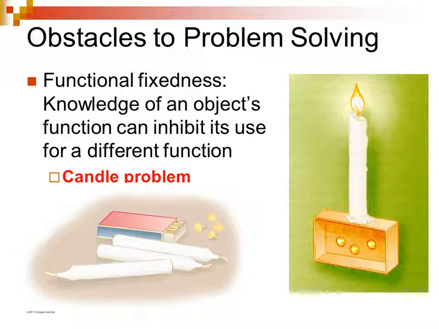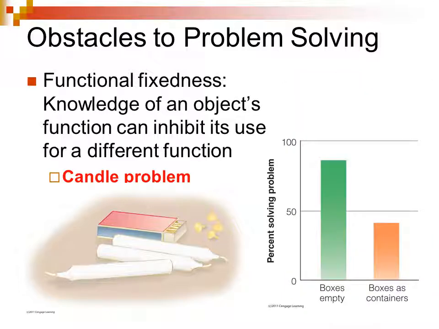Now, functional fixedness can be alleviated somewhat in this example if you give participants these supplies with the matches outside of the matchbox. When you do so, the argument is that participants are less likely to view the matchbox simply as a container for holding the matches, and so participants are more likely to consider other uses for it. We can see, for instance, that when the matches are placed outside the box, the empty condition, participants are more likely to solve the problem than when the matches are in the box, where the box is seen as a container condition.